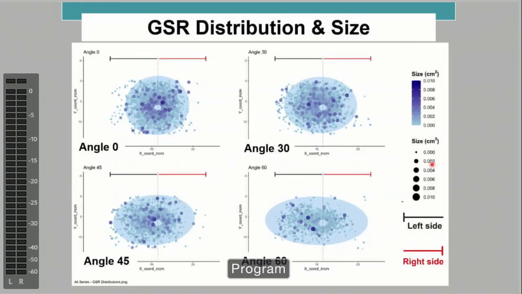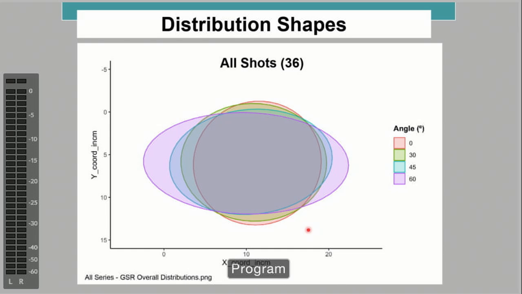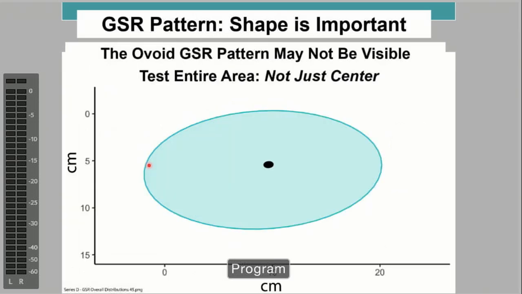And there's the distribution and the size of the particles you can see at different angles by these generated shapes. And of course, you can see as the angle increases, the shape becomes more and more ovoid. The 60 degree is a lot more ovoid than the 30, for example. All shots, you can see here, put together. This is the 0 degrees, and as the angle increases, you get more ovoid shape. So the ovoid shape is important.